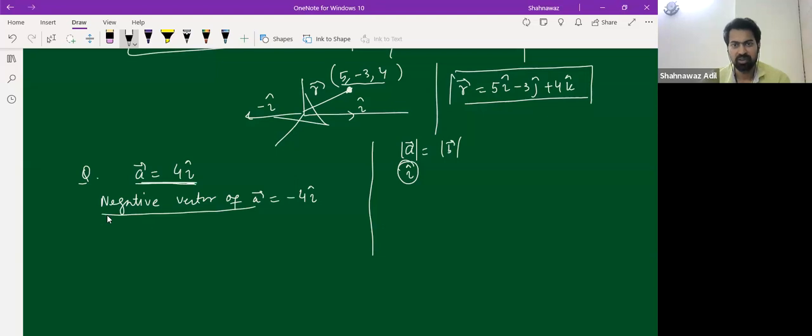Can you explain again? The internet issue. So you have this vector 4i. What is the magnitude of this vector? Which part represents the magnitude?